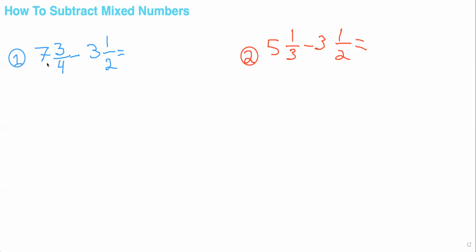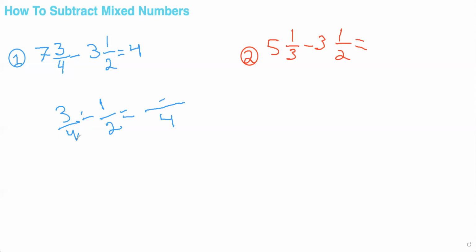For the first question, we have 7 and 3/4 minus 3 and 1/2. So the first thing we want to do is 7 minus 3, which will equal 4. And then we want to take the 3/4 and 1/2 and put it to the bottom. And then we look for the common denominator, which is 4, because 2 can go into 4. So 4 is our common denominator.